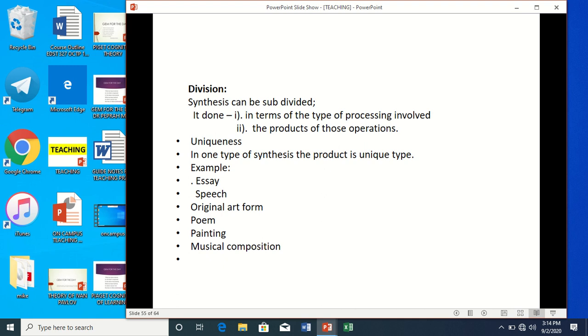synthesis can be subdivided in terms of the type of processing involved and then the products of those operations. For example, its uniqueness. In one type of synthesis, the product is a unique type. Example, an essay, a speech, an original art form, a poem, a painting, a musical composition. These are unique things that you can see. One category is that in that division.